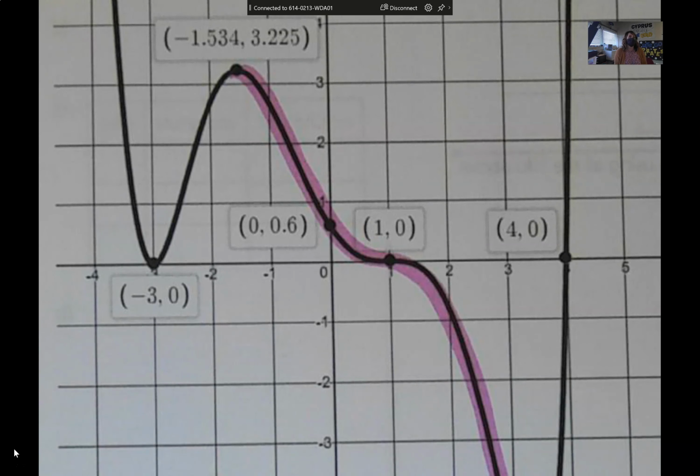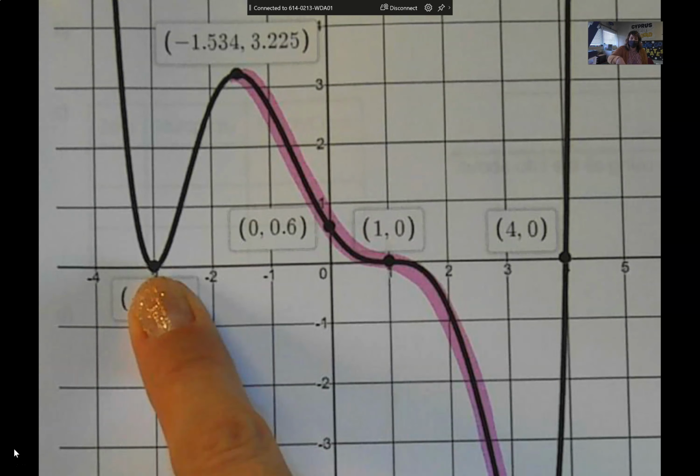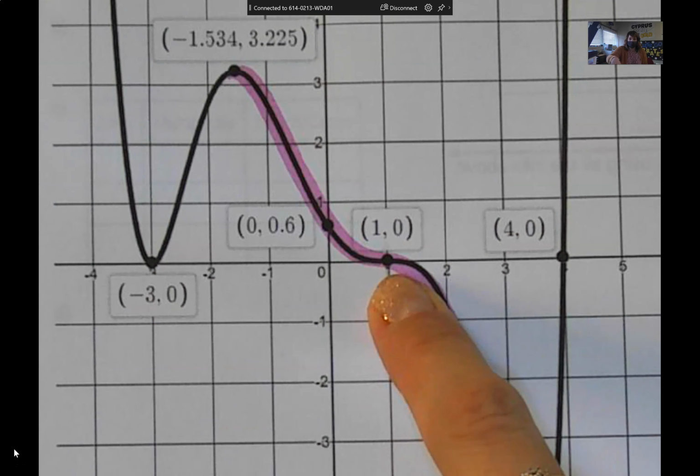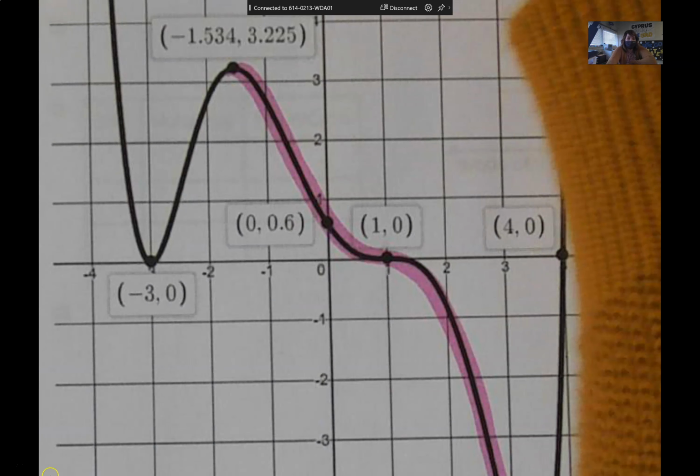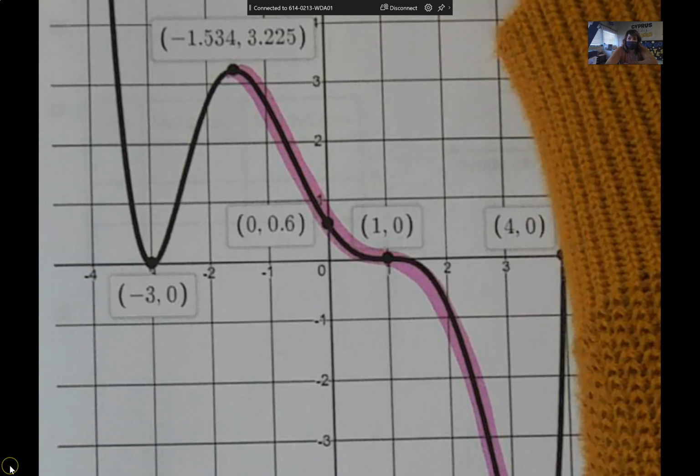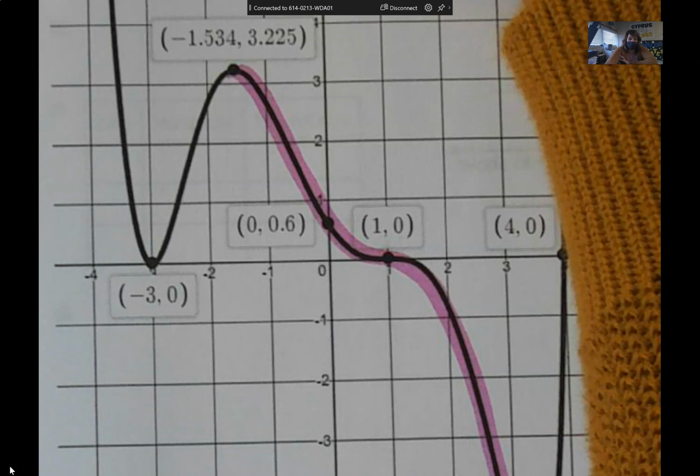Okay, show me. You have three zeros, so you have one here at -3. You have one here at 1, then you have one here at 4. Okay, that's it. You guys can do your 2-4 quiz.